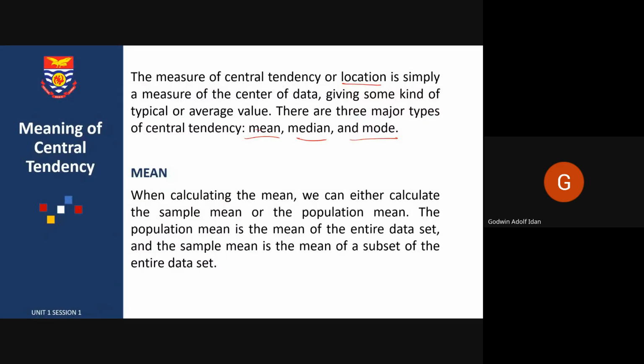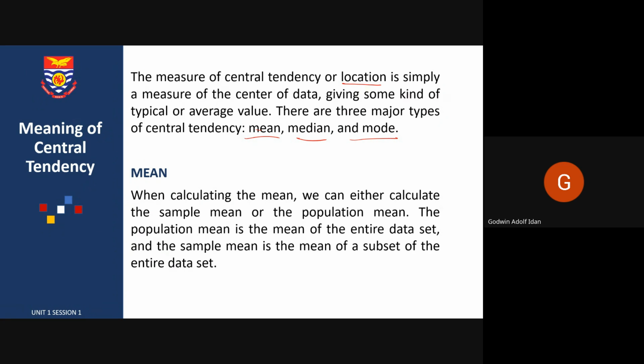If you are using qualitative data like sex, there is no way you can add. How do you add male to female and divide it by the number of observations? That will not happen. So normally it is appropriate when you are talking about numbers, and that is why we use the mean for those continuous data.